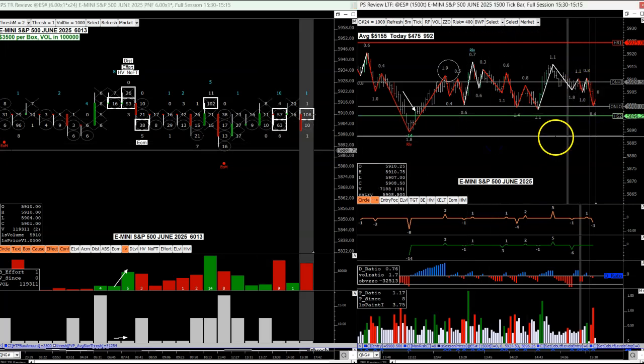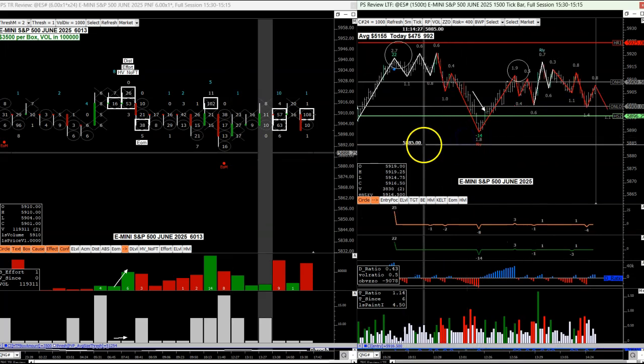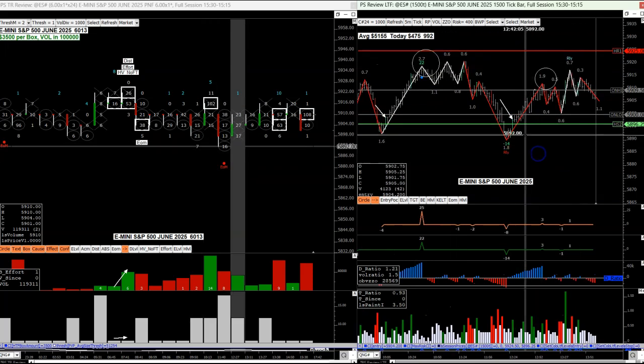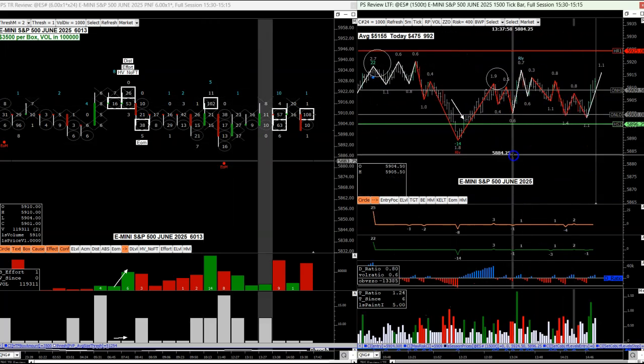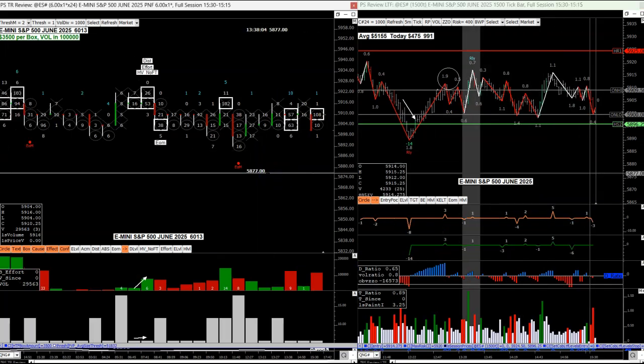So I'm looking for lower lows or spring. Should happen. First spring attempt was here, it got retested, and all it could do was go to the distribution area. That's it. All right, there's nothing really more to it than that.